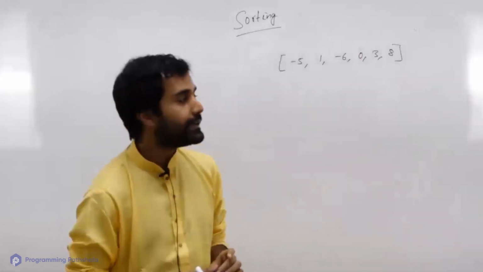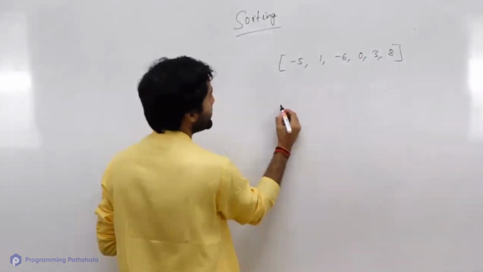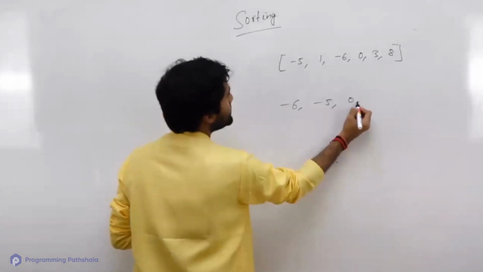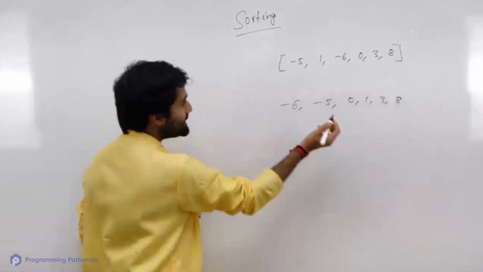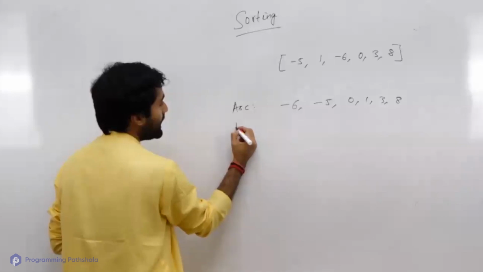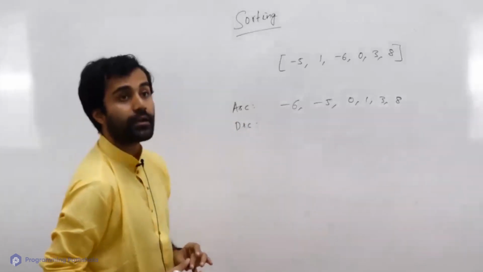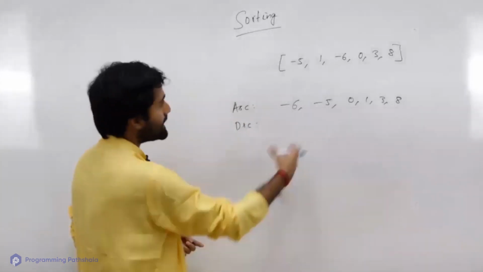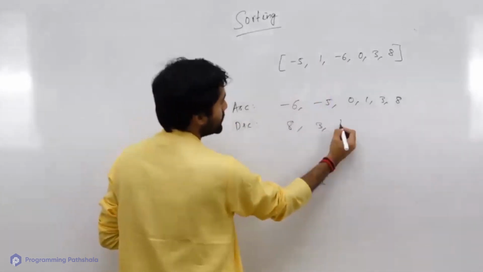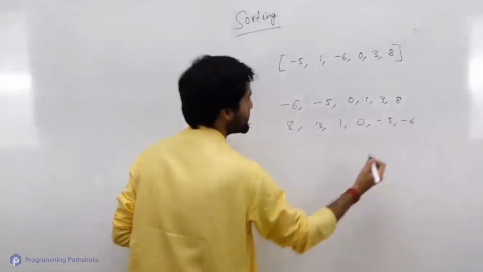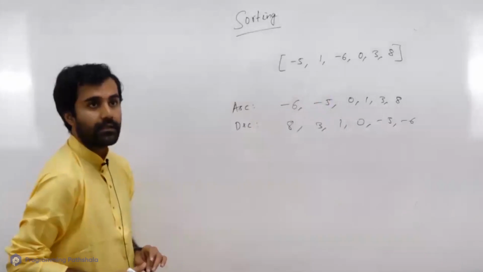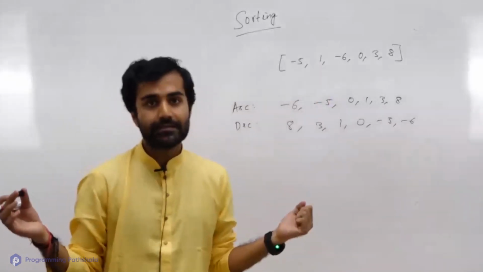If you have to sort it in ascending order, the smallest element is -6, then -5, and then 0, 1, 3, 8. So that's ascending order. If I ask you to sort in descending order, how will it look? In descending order, the largest element is 8, followed by 3, followed by 1, 0, -5, -6. That's your descending order. Now there can be a variety of different orders.